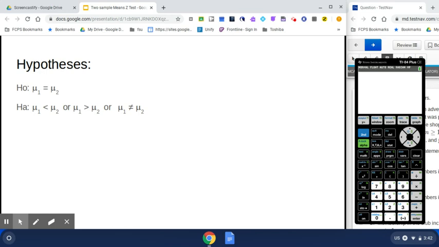We could say that the population mean of sample 1 is less than the population mean for sample 2. Or we could say the population mean for sample 1 is greater than the population mean for sample 2. Or we could stick with the not equal to case. So the population mean of sample number 1 is not equal to the population mean for sample number 2.